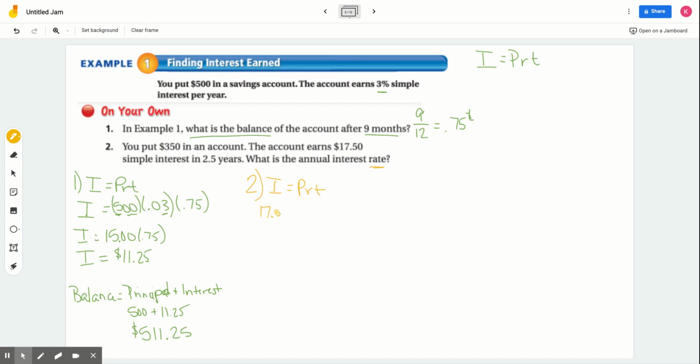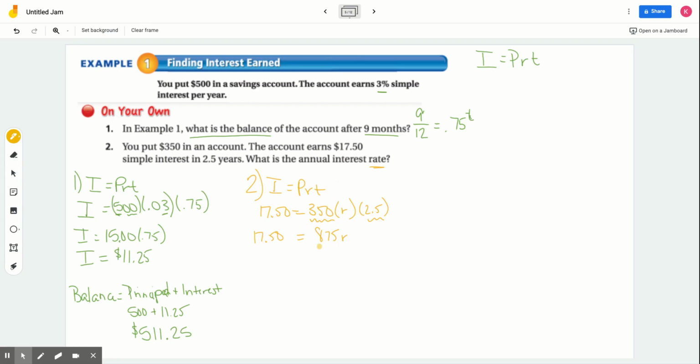So we start with that. The principal, the amount we start with, $350. We know that R is our missing piece, and time is 2.5. Now, I'm going to go ahead and simplify by multiplying 350 times 2.5 to get 875. So now, 875R, those two things are being multiplied, and we use an inverse operation to solve.